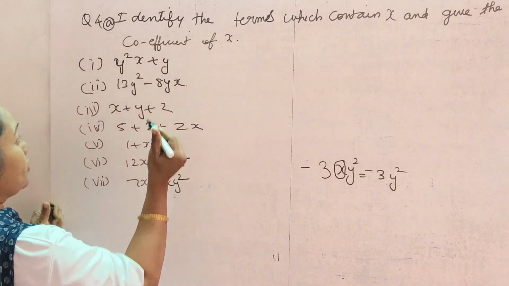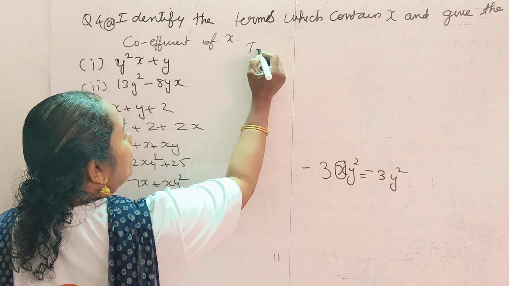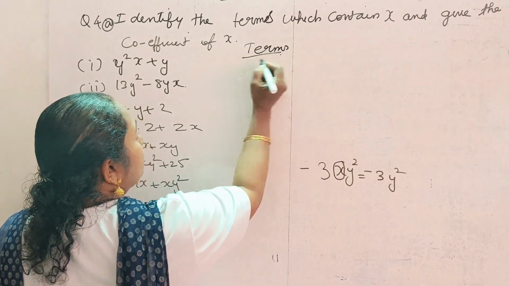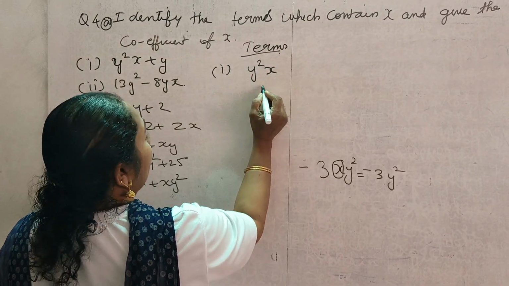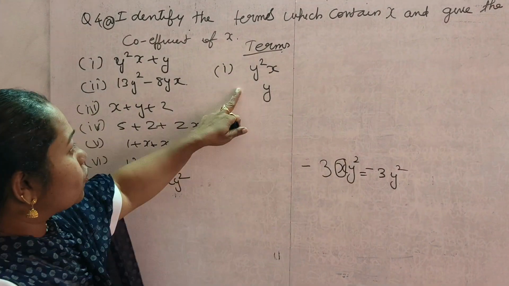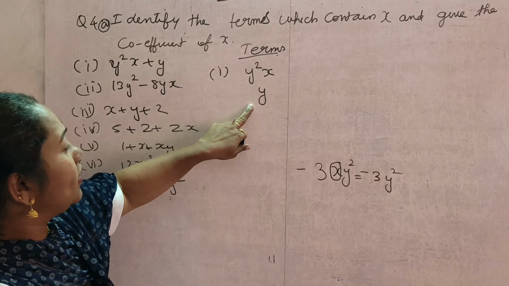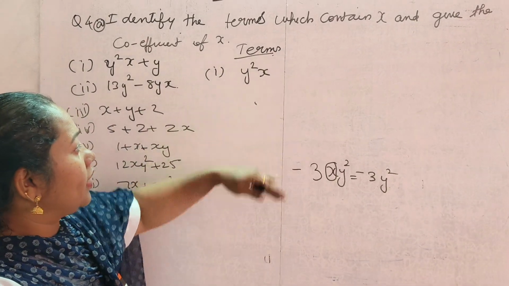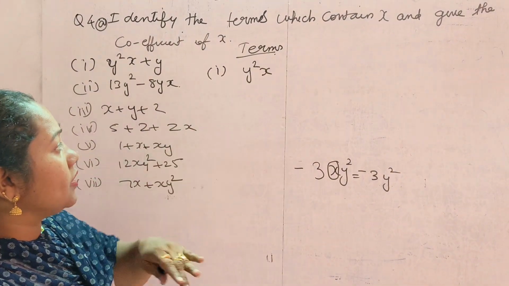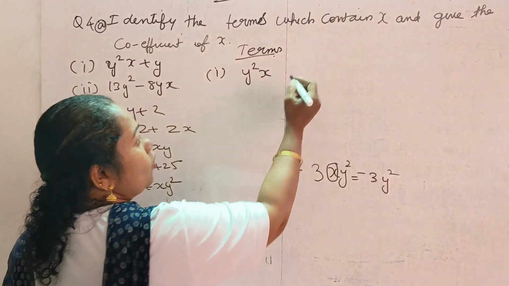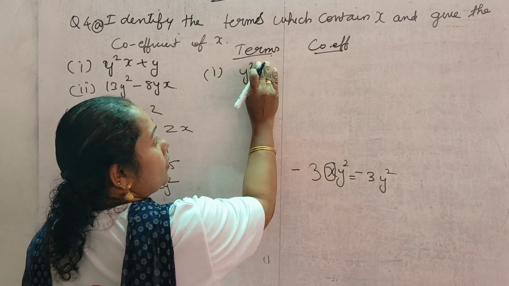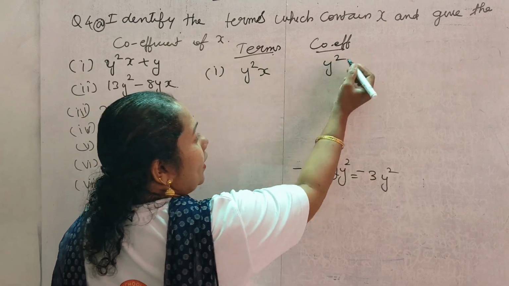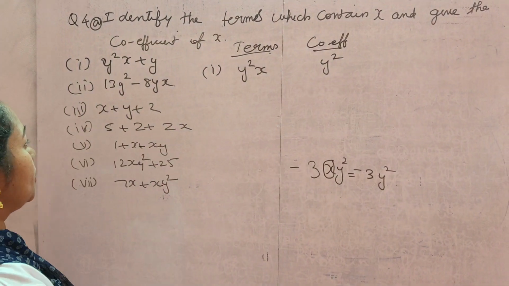So in the first case, what are the terms? Let us write here, terms. The terms are y squared x and y. In y squared x there is x, but in y there is no x, so we don't have to consider this term. In y squared x, what is the coefficient? Without x, the coefficient is y squared. So we have to write y squared as the coefficient.